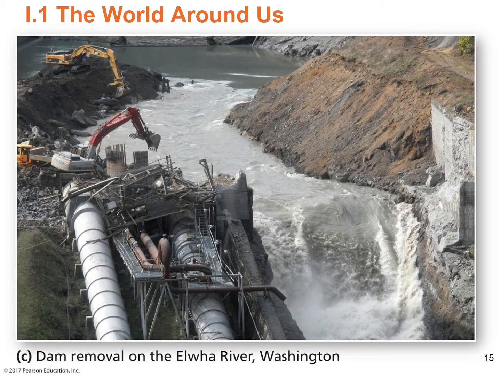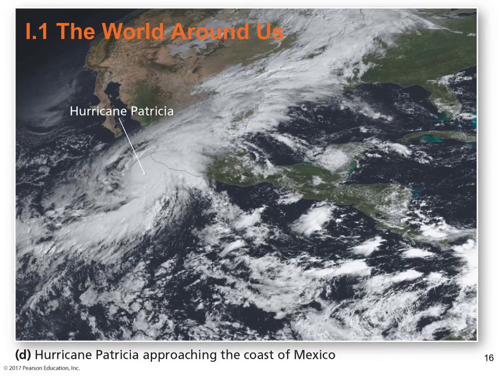Dam removal. In the 1950s in the United States, we put up all these dams across the West to try to exert control over the landscape. And then it turned out a lot of those dams were counterproductive. They were actually hurting the environment more than helping the environment. And so they were taken out, destroyed, removed, so that salmon runs would be able to be reestablished. So we'd have a healthy fish population. Hurricane Patricia at the time was the strongest hurricane ever recorded, sustained winds of 200 miles an hour in the Pacific, the strongest Pacific hurricane.